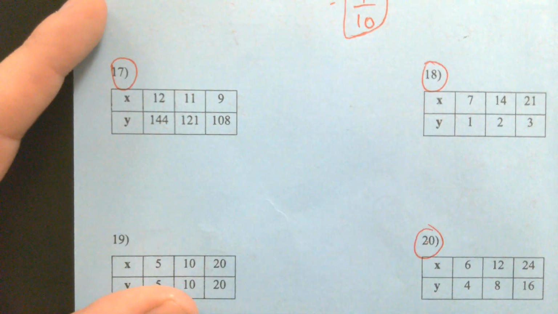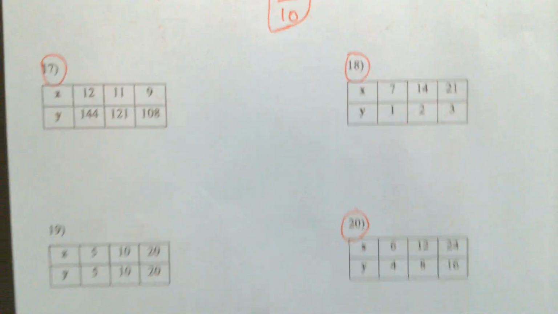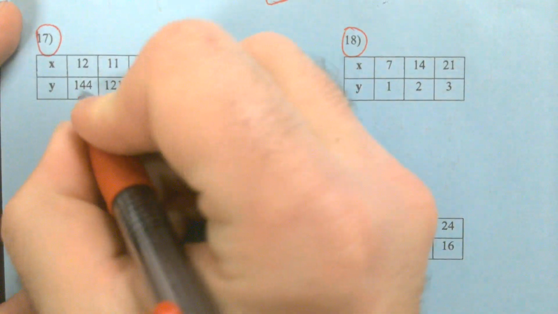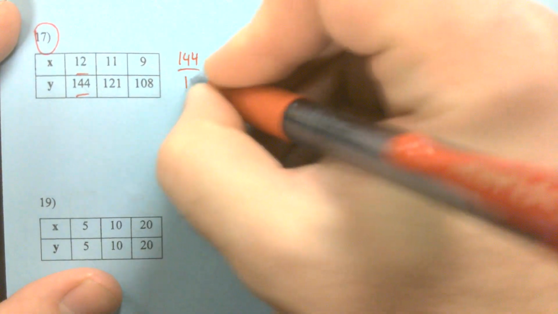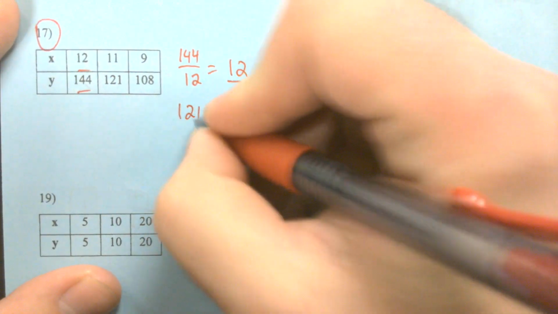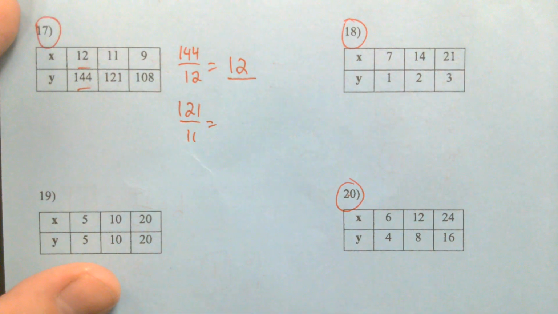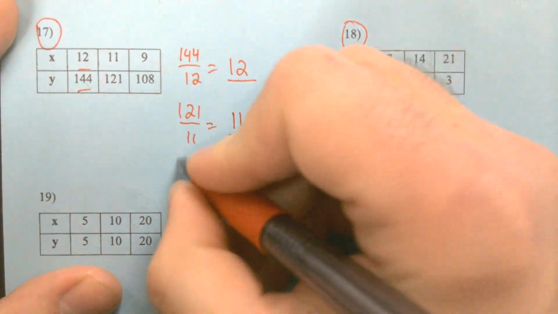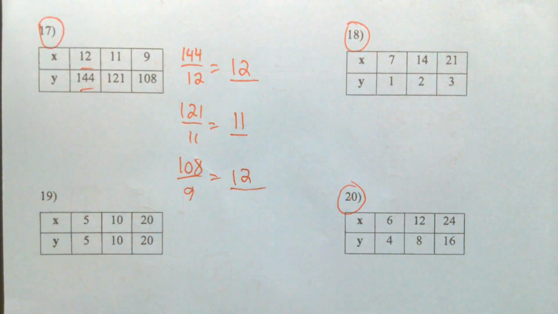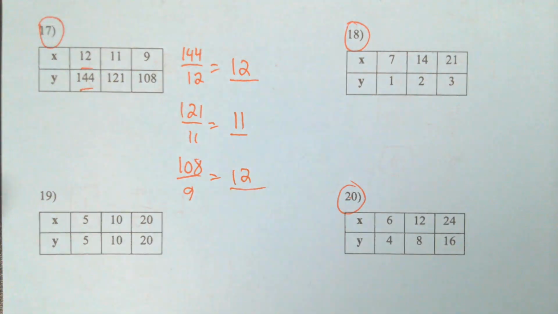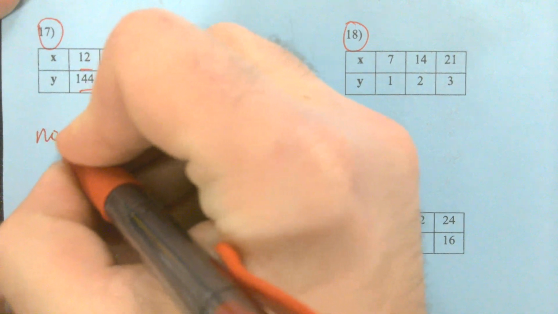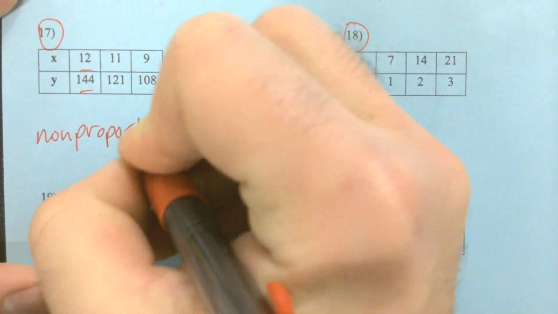Now 17. One person brought it to my attention that this one is a little bit wonky. So let's see. Y over x, 144 over 12. What does that give us? 12. Good. 121 over 11. What does that give us? 11. What about 108 over 9? That's 12. So is our k value constant here? No, it is not. So this technically would be a non-proportional relationship.